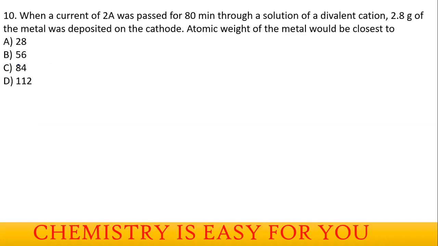Now the 10th question today is from the electrochemistry part. When a current of 2 ampere was passed for 80 minutes through a solution of a divalent cation, 2.8 gram of metal was deposited on the cathode. The atomic weight of the metal would be closest to. So this is an approximate value. The answer is 56.